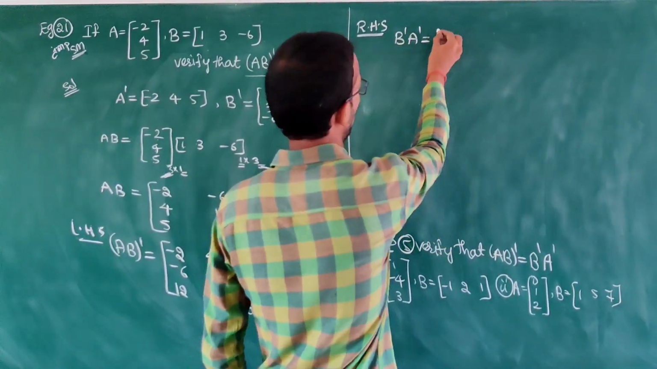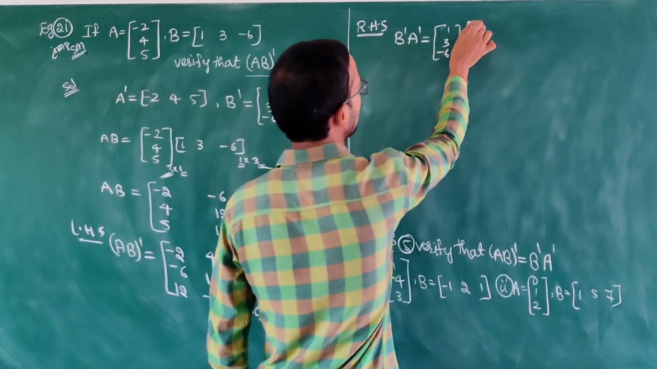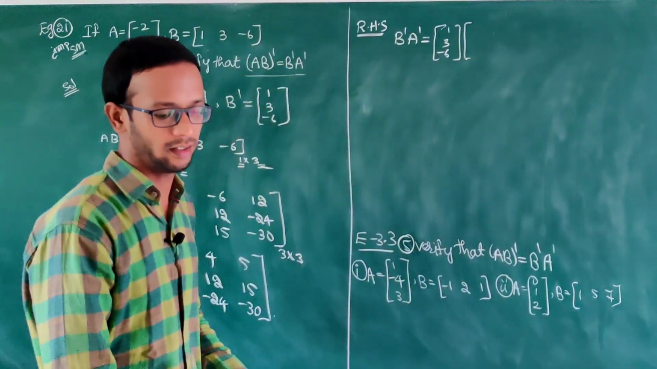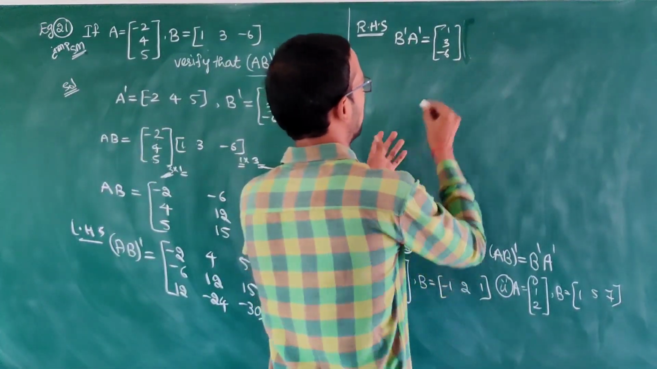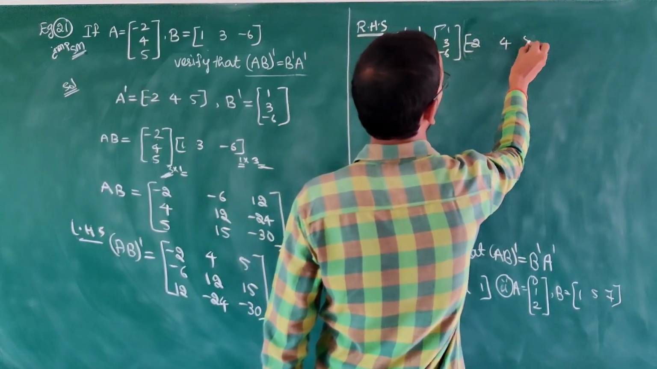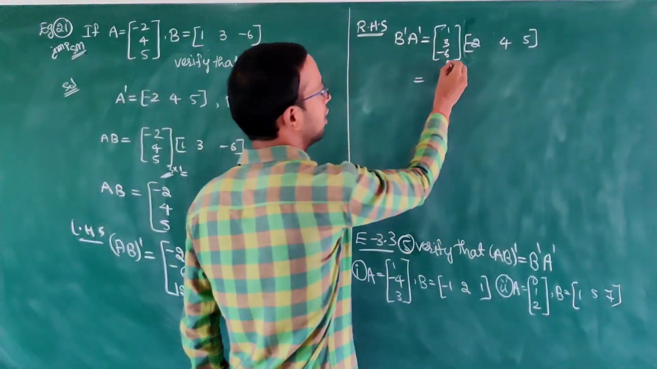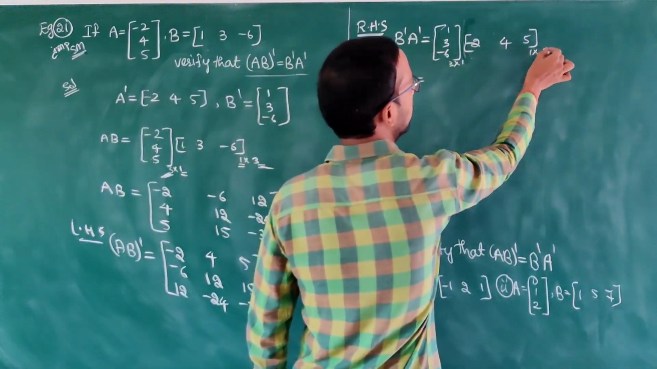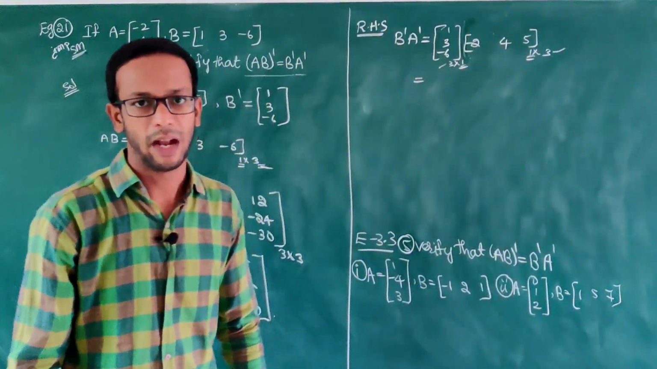What is the B' matrix here? 1, 3, -6. A' matrix is a row matrix, so you have to write the row matrix, that is -2, 4, 5. Same, 3 by 1 and 1 by 3. The result is a 3 by 3 matrix you will get.